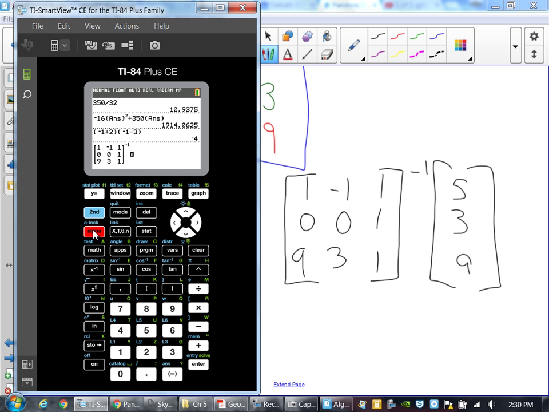And now, again, I'm going to go with alpha zoom, change it back to a 3 by 1. It'd be really nice if this thing was a little bit quicker to use. 5, 3, 9. X to the -1. It's right underneath the map button. That's your inverse button. And that gives me my values of A, B, and C in the column.